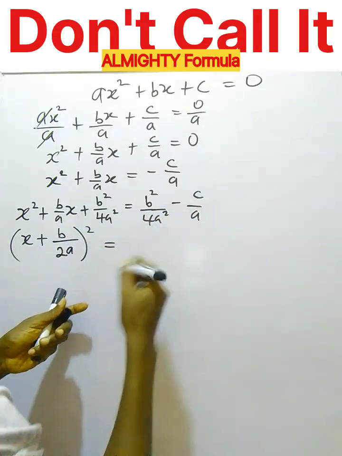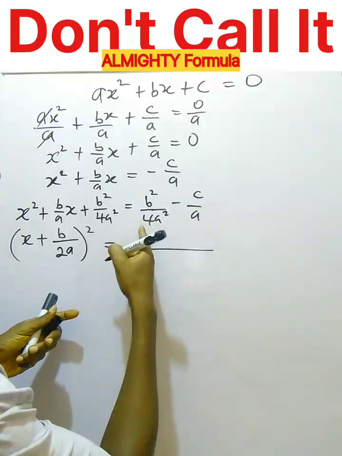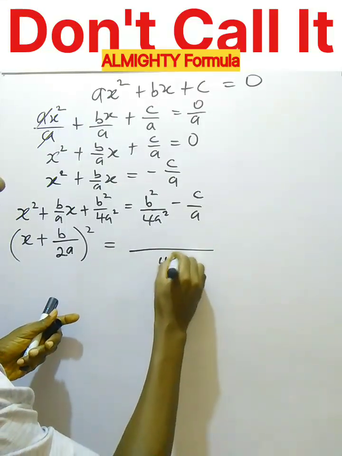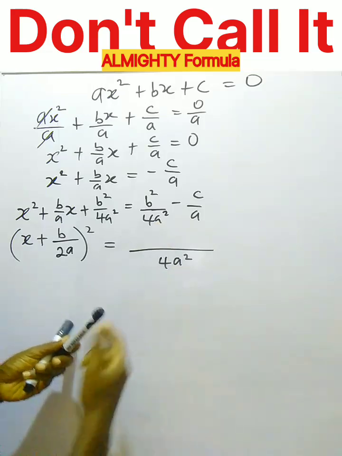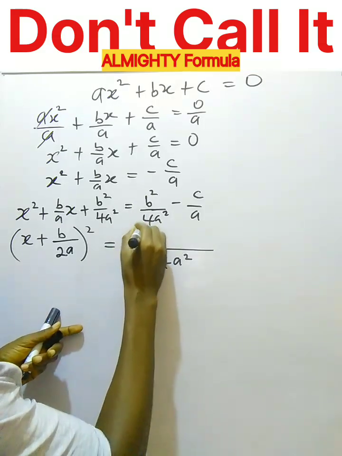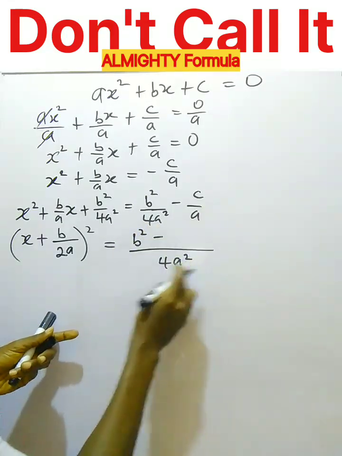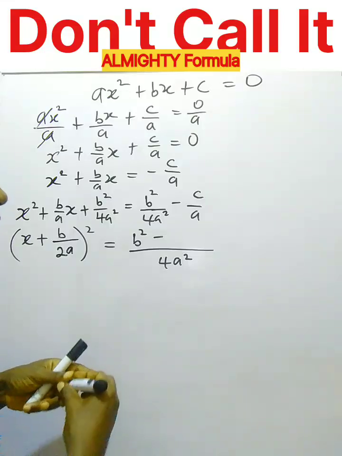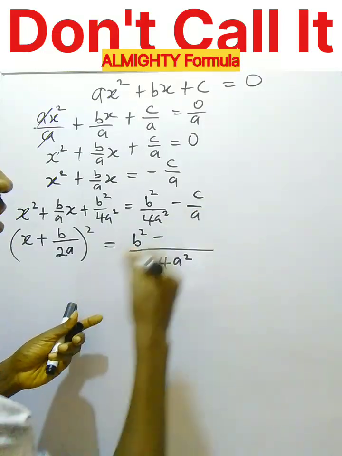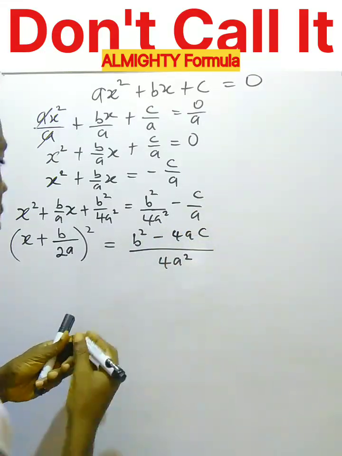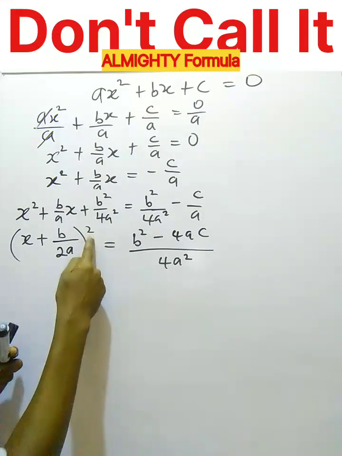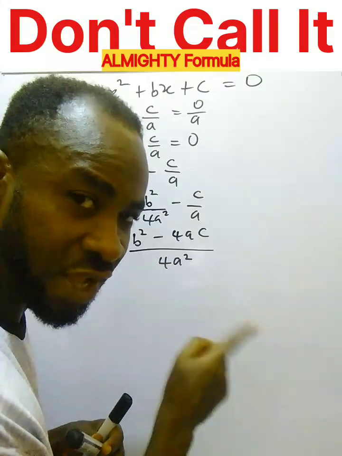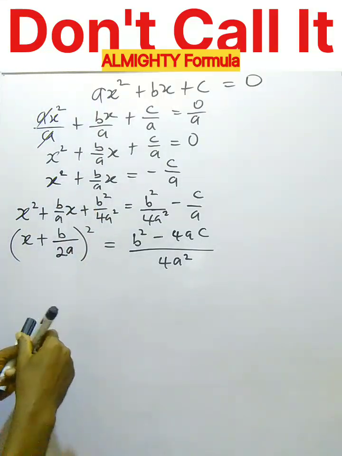So for these two, I'm going to simplify. The LCM of 4a squared and a is 4a squared. Can you see that? Then 4a squared divided by 4a squared is 1, times this, that's giving b squared. Minus, a divided into 4a squared is 4a, 4a times c, that's 4ac. Can you see that? Now I'm going to get rid of this square by taking the square root of both sides. Okay, so let's take the square root of both sides now.